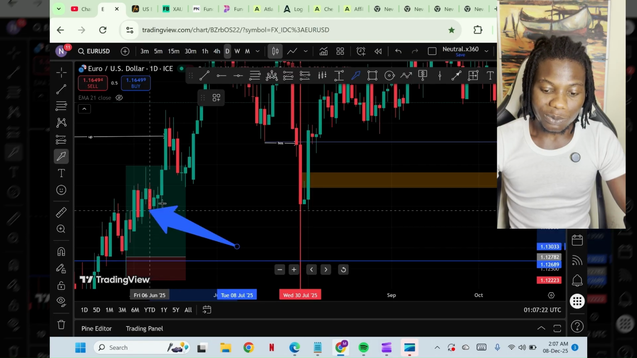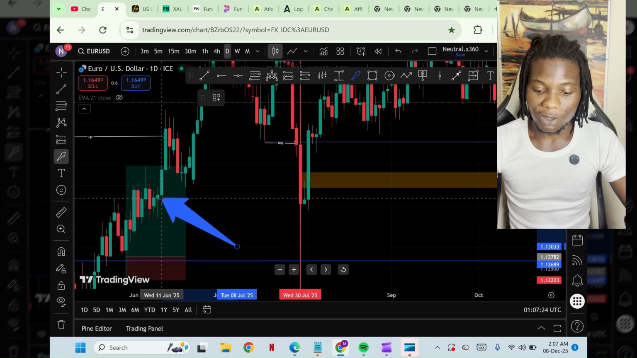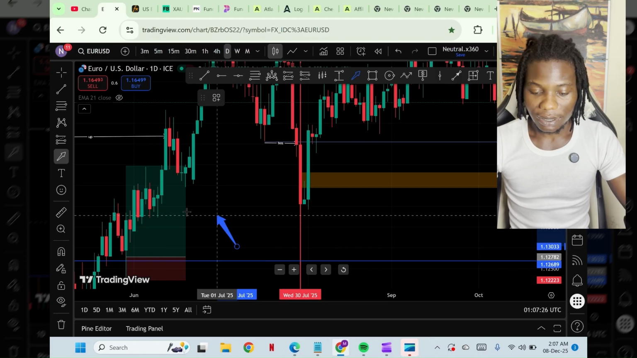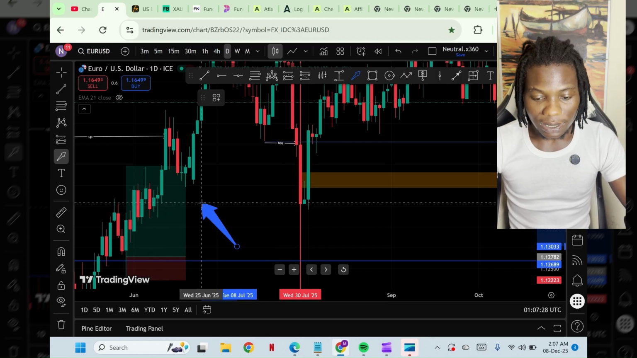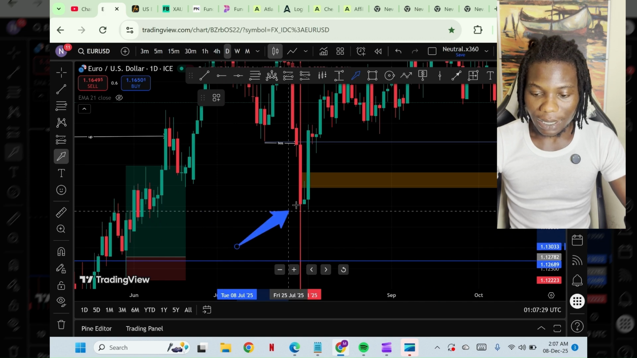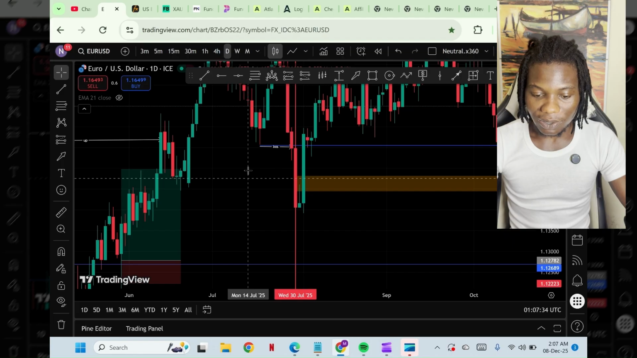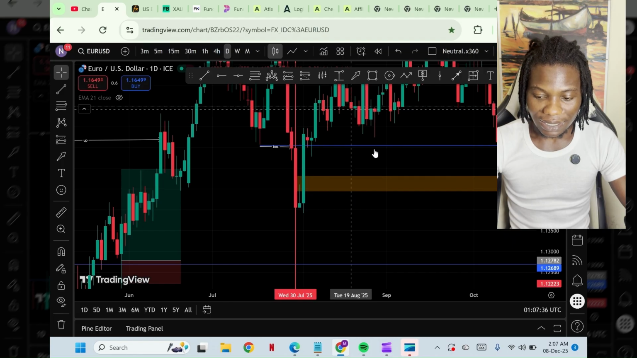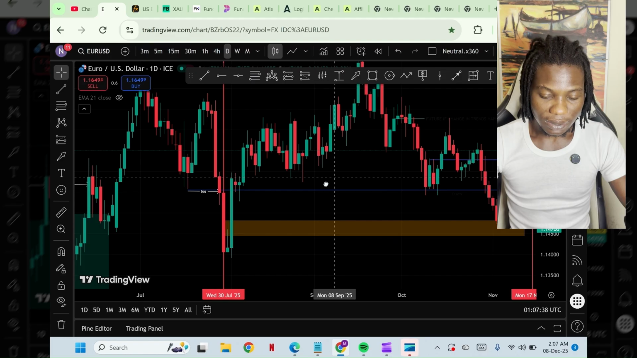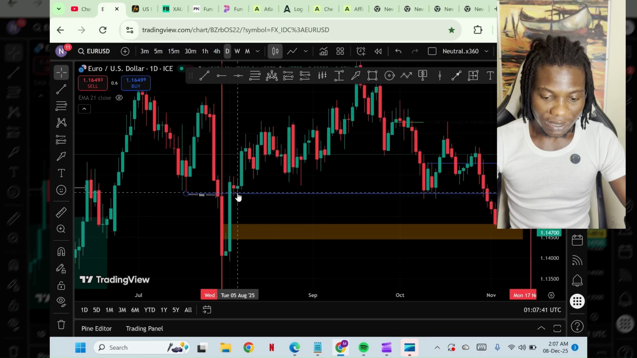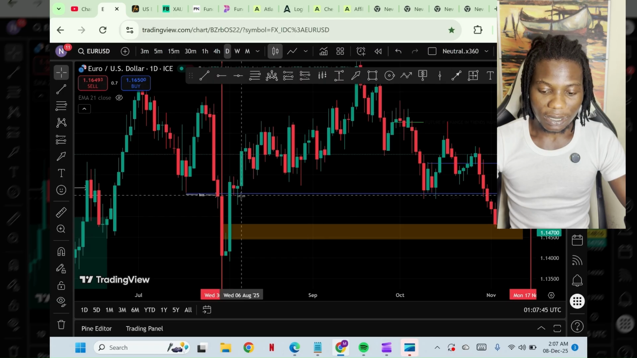But for newbies, it will be hard to find a demand zone because you don't really know much about all this. So what you need to do is wait for price to cross back this horizontal ray, right? Once price crosses back this horizontal ray and retests it, then you can take your trade. Once the price comes to retest this zone, then boom, you can take your trade to the upside. This is how they do it.